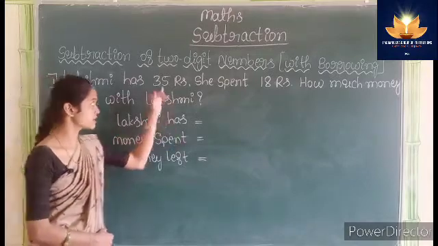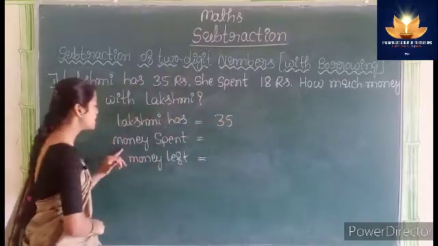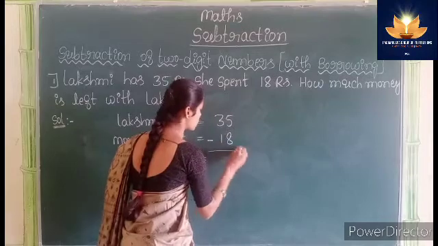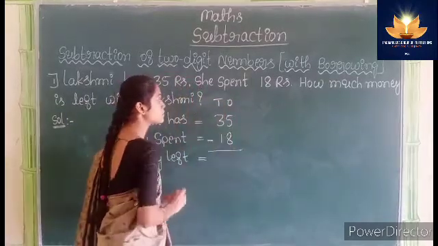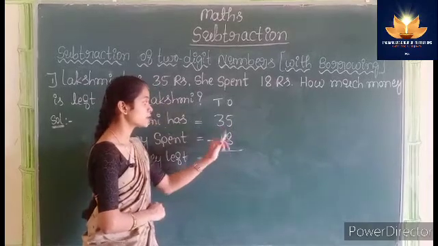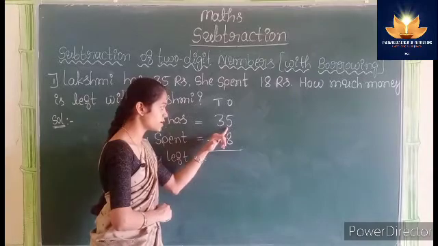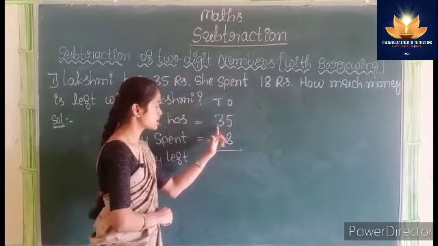Lakshmi has 35 rupees. Money she spent, that is 18 rupees. This is ones place, this is tens place, right? Now we have to subtract the ones place. 5 minus 8. We cannot subtract 8 from this 5. That's why we have to borrow 1 ten from this 3 tens.